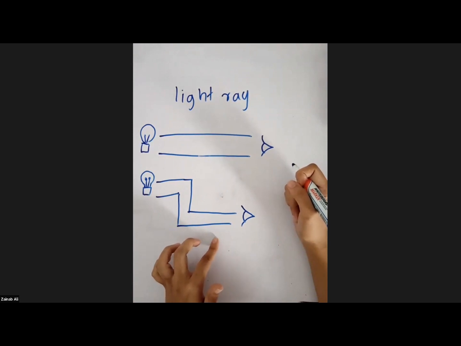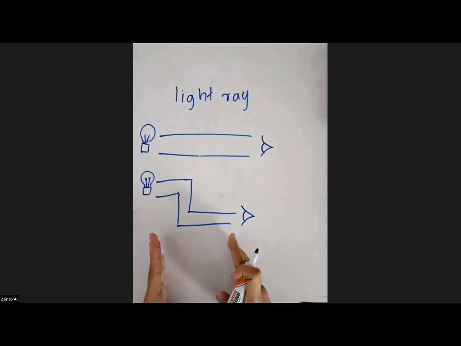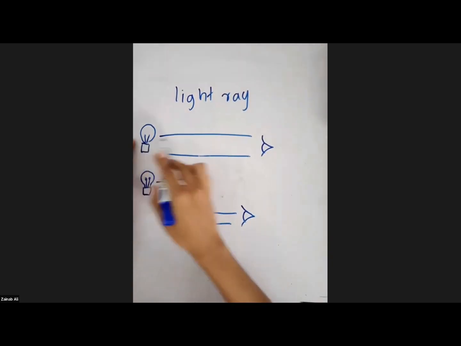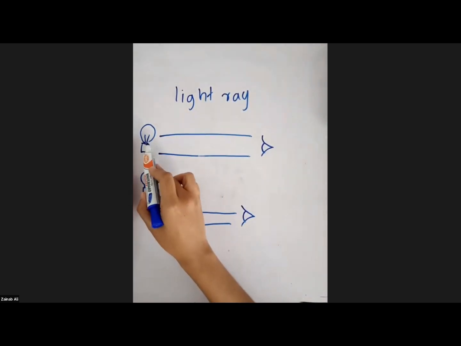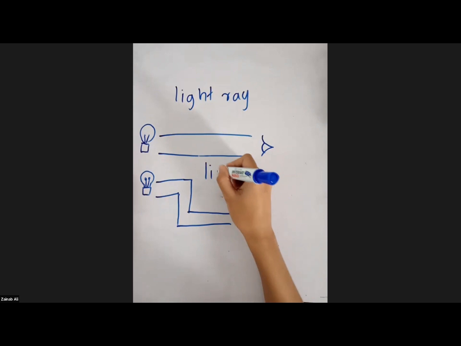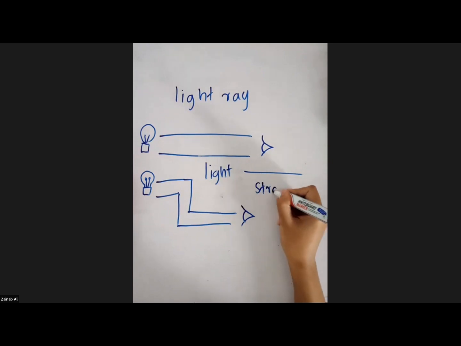That's correct. Most of you are saying no, you won't be able to see the light in the second one, and your answer is correct. In the first one, we were able to see the bulb or the light, but in the second one, we were not able to see the light. So what is the reason for that? The reason is that light travels in a straight line.